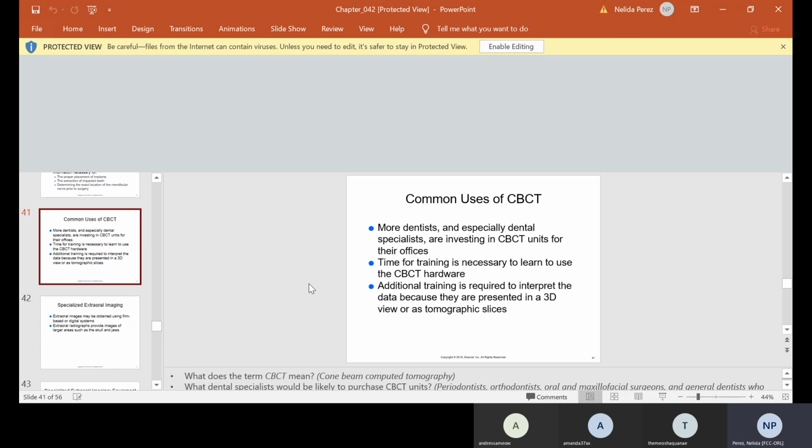Again, common uses of CBCT: more dentists, and especially dental specialists, are investing in CBCT units for their office. You will have some time for training. It is necessary to learn the CBCT hardware. So, of course, if you go into an office that has one, they will train you on it. And additional training is required to interpret the data because they are presented in a 3D view or as a tomographic slice.